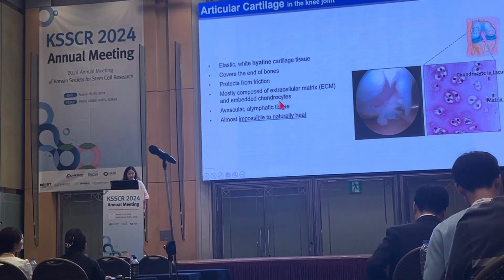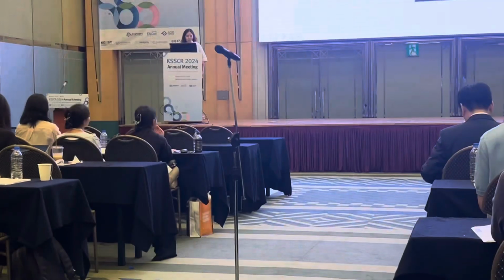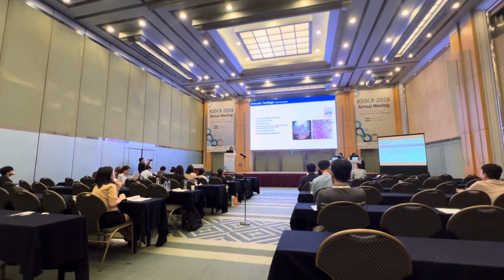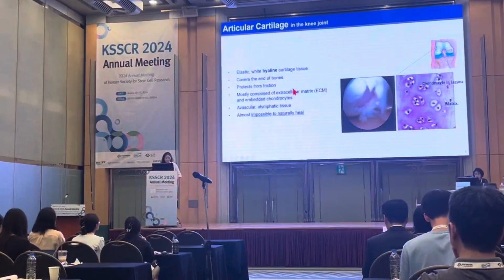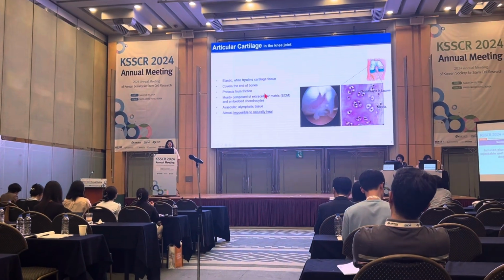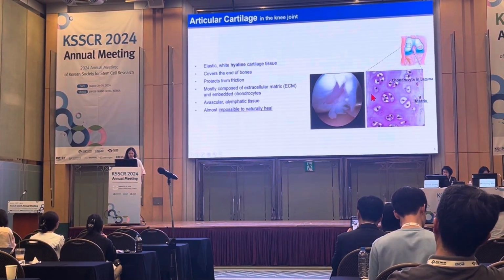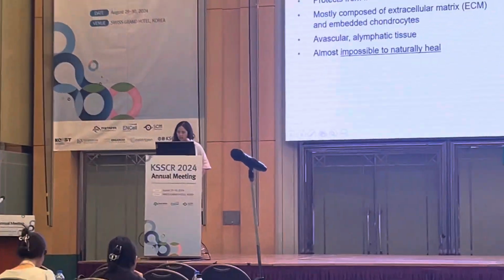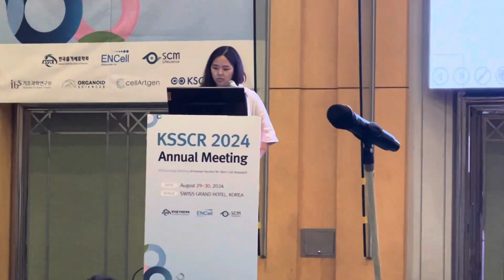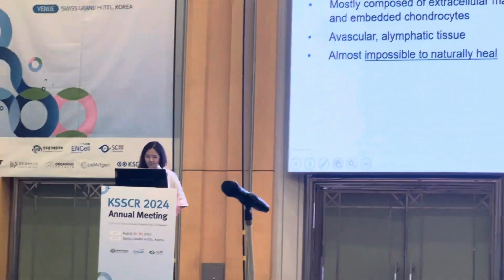Specifically, the articular cartilage in the knee joint consists of elastic white hyaline cartilage tissue. And as many of you may know, the articular cartilage covers the end of bones to protect from friction. And as you can see here, the articular cartilage is mostly composed of ECM proteins, and only the chondrocytes are embedded within them in a structure called the lacuna.